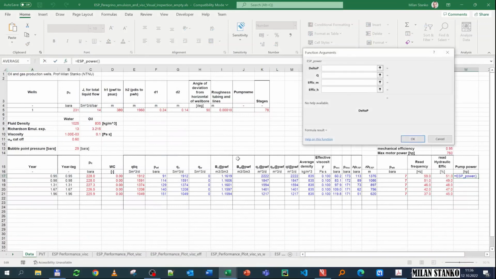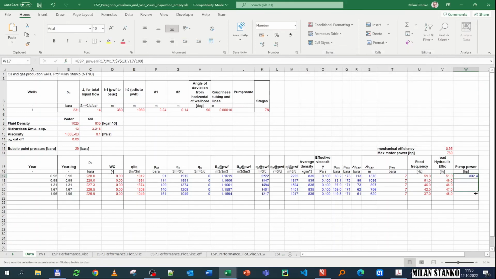Okay, so then I have to use ESP power. That requires the delta P in bar. That will be this one. The Q at the inlet of the pump, which is the Q of the liquid. Mechanical efficiency is very high, I block it, and hydraulic efficiency is this one here. The hydraulic efficiency should actually be in fraction. Okay, so you see that the design works very well for almost all years except the first one, in which I need 800 horsepower and what I have is 760. So that means that I have to use a slightly bigger motor to be able to provide for time number one.